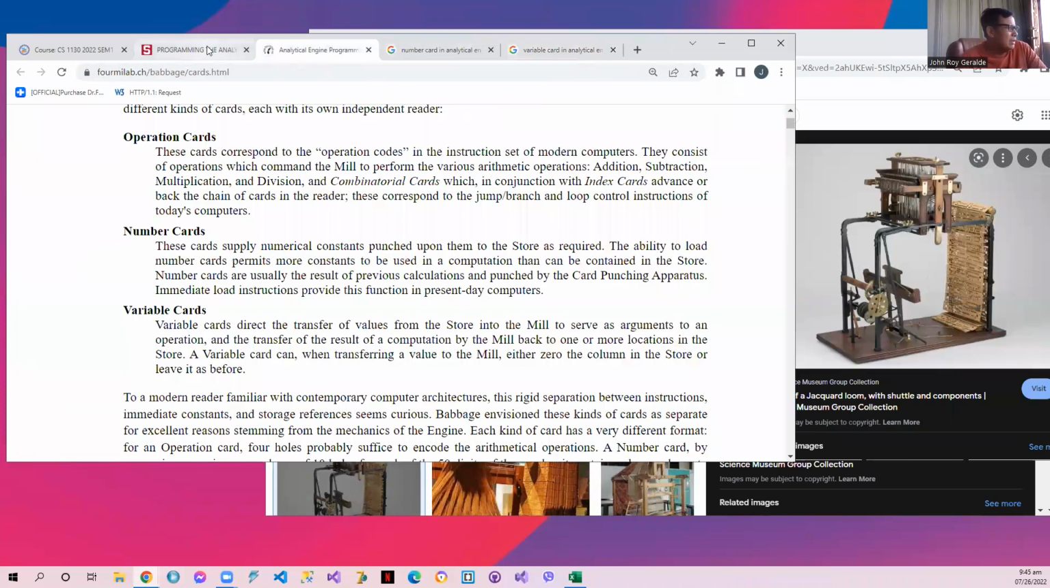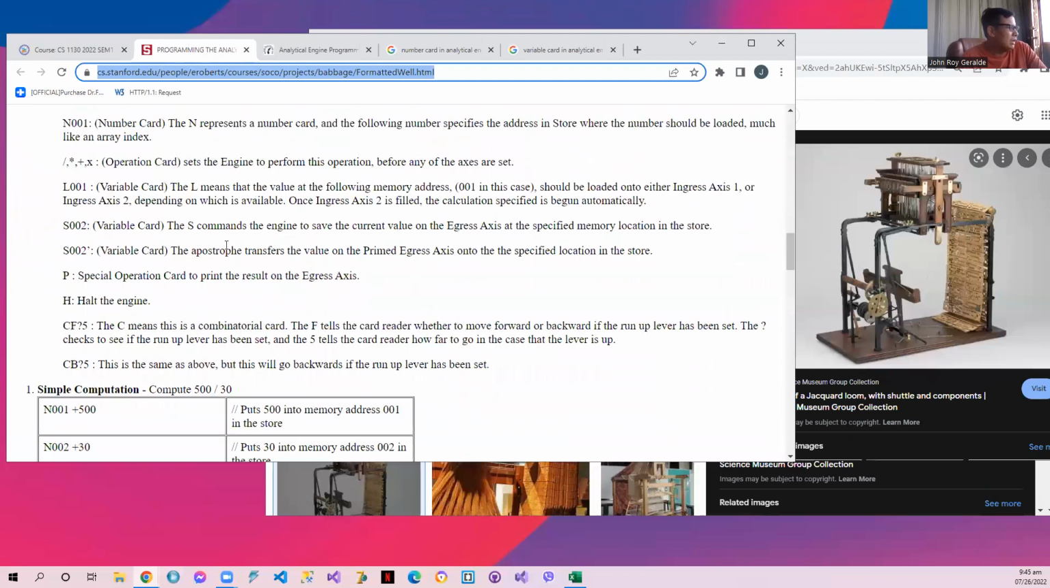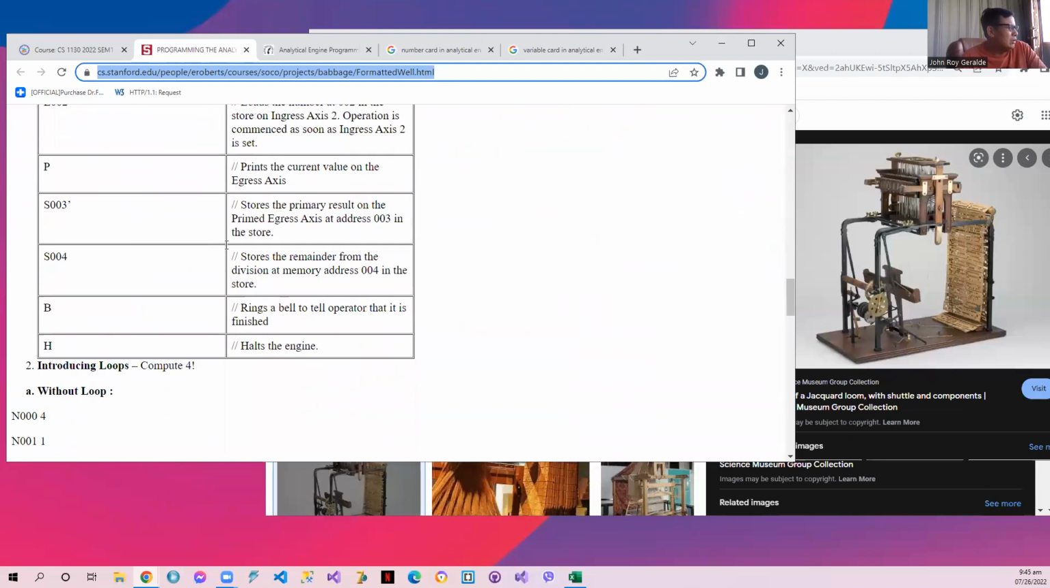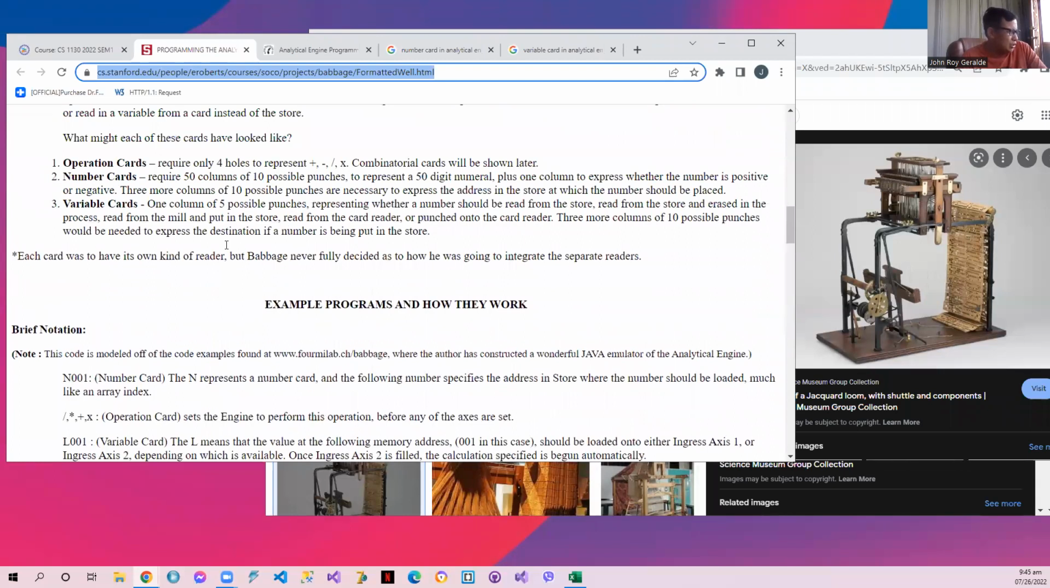But anyway, the variable card, okay, can contain variable movement operations. They usually are two operations, no? Load and store. L stands for load. S stands for store. When you say load, we are going to load a value from the card to the mill. To the mill, one of the columns, no? Ingress, usually ingress axis. And then store is used to transfer a value from the mill to the store, okay? Particularly the egress axis. Okay?